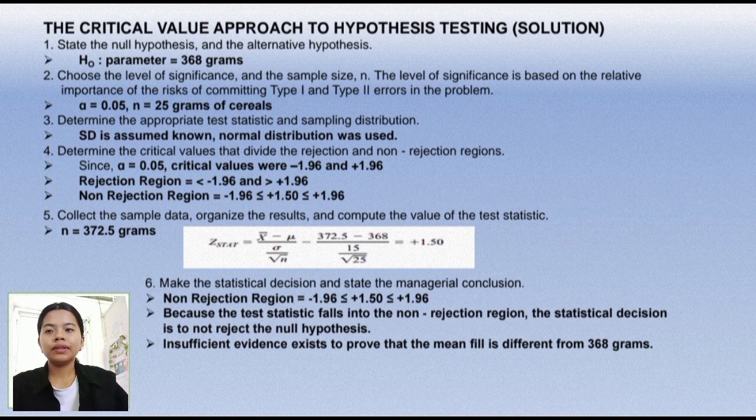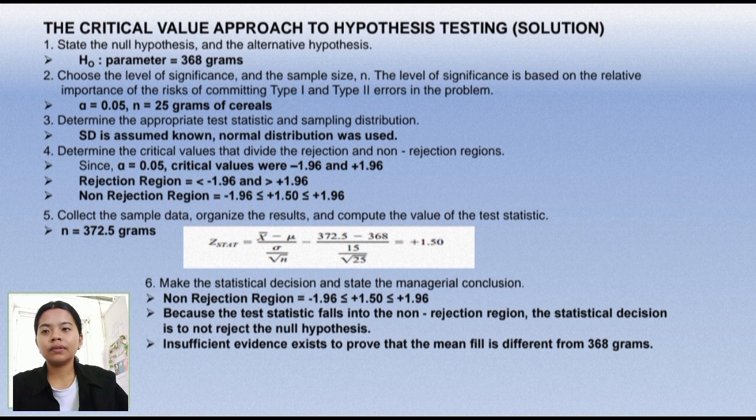So our sample mean is 372.5 grams. Then our parameter is 368 grams. So we compute it. The result then is positive 1.50. Then the last one is make the statistical decision and state the managerial conclusion. The non-rejection region is negative 1.96, less than or equal to positive 1.50, less than or equal to positive 1.96.